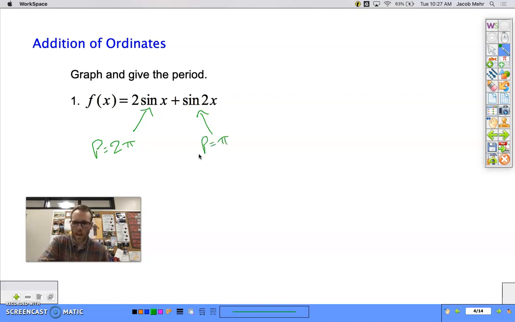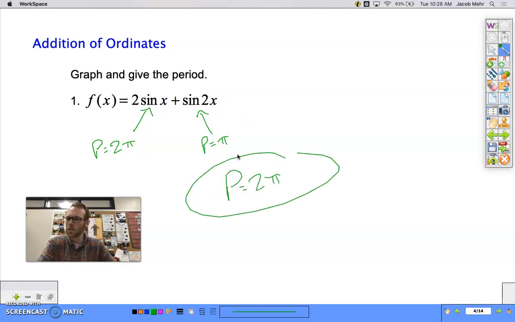So what happens when we add those together? Well, this repeats every 2 pi. This repeats every pi. Does it make sense that the period for this function is still 2 pi? Why does that make sense? Well, this part repeats every pi, but this hasn't repeated itself yet. This doesn't repeat itself until 2 pi, which is a multiple of pi.